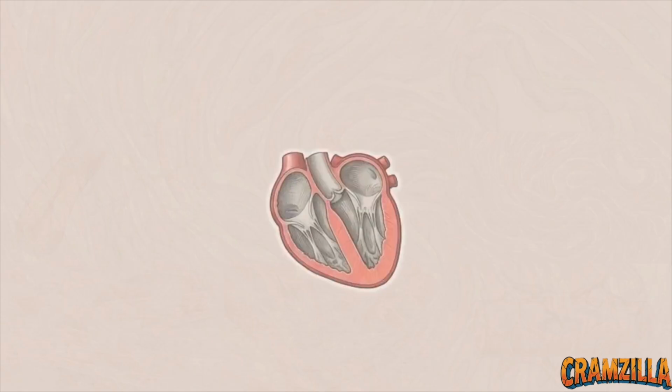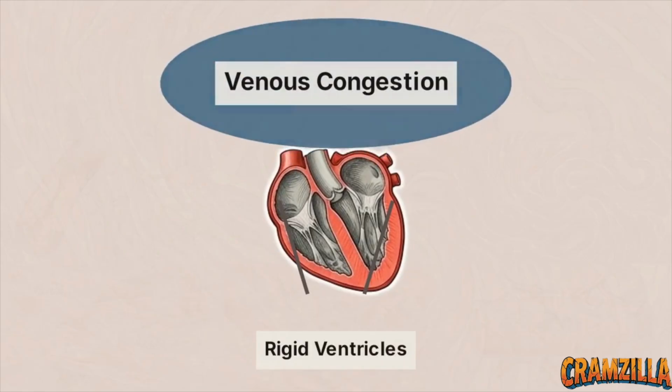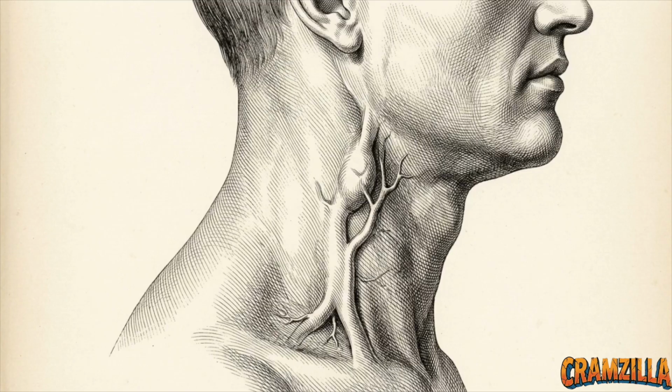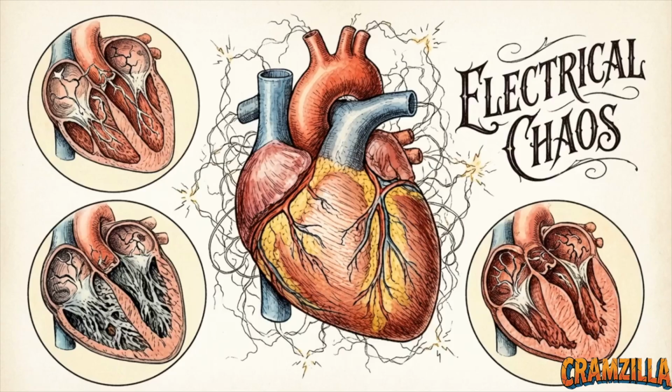Because the rigid ventricles refuse to expand, blood trying to enter the heart hits a wall. This creates a severe backflow into the veins, mimicking congestive heart failure. Patients develop marked jugular venous distension in the neck, a swollen liver known as hepatomegaly, and severe fluid pooling in their legs. The fourth category is arrhythmogenic right ventricular cardiomyopathy, or ARVC.